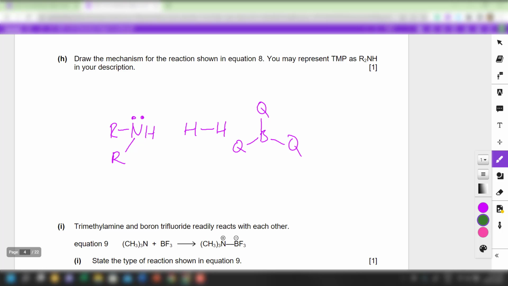So this is likely to take place and attack the boron center, and because of that, it will induce the attack of the electron deficient hydrogen ends by the secondary amine. And then of course, in the process, I'm going to get R2NH2+, and then of course plus HBQ3 minus. Something like this. Okay, but do take note that this is not likely to be the actual mechanism.